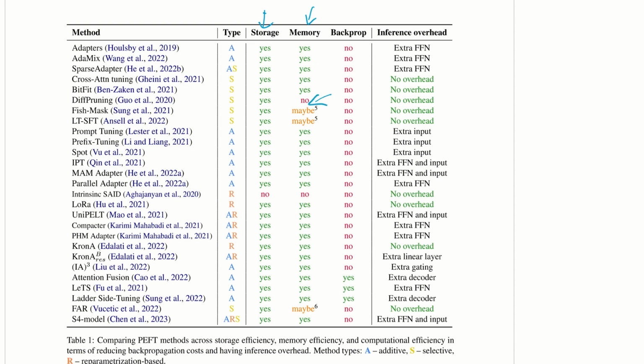Seeing no is more surprising than seeing yes. And diff pruning, as we talked about before, does not help with memory because if you recall, they were learning a binary mask, if you will, to select the set of parameters to be updated.